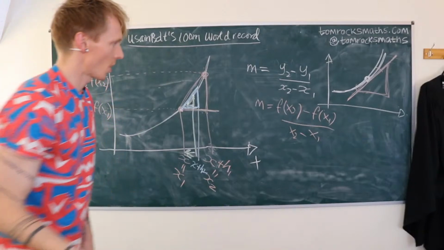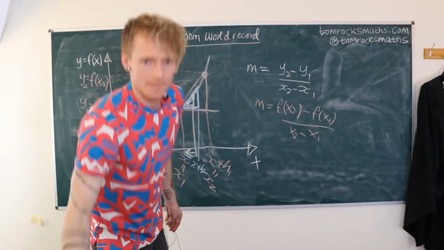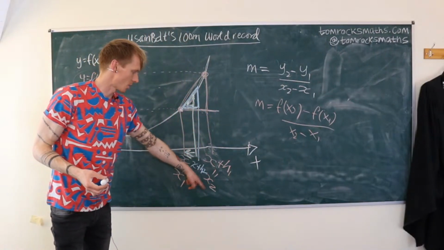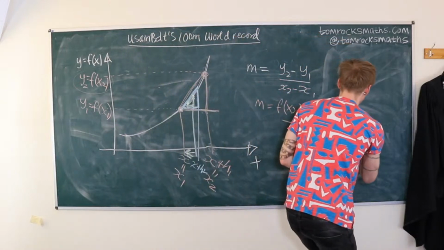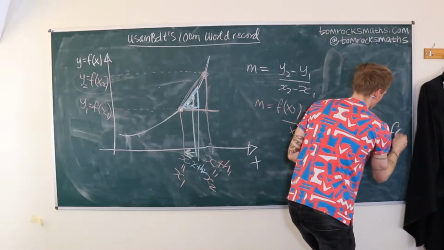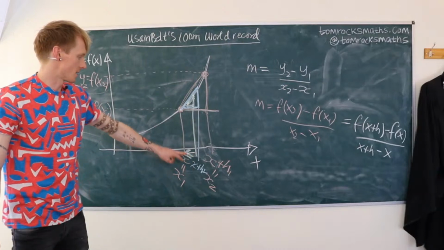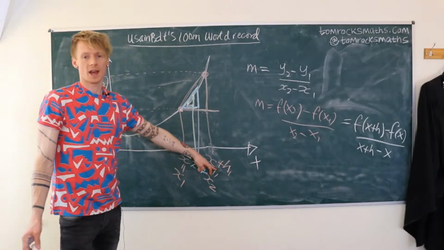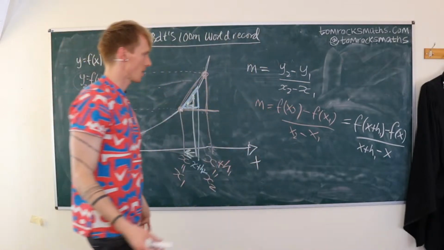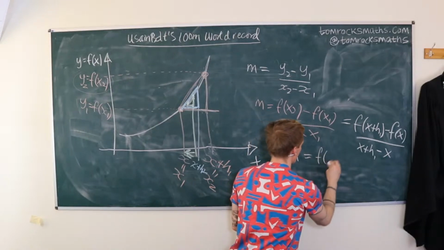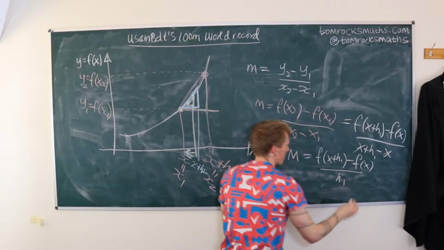Now, to think about what that means, just remove this one. We started with x2 equal to x plus h1 and x1 equal to x. So if I substitute those into this formula, this is actually equal to f of x plus h1 minus f of x divided by x plus h1 minus x. All I've done here is take the fact that x1 was just x and x2 was x plus h1. Now that's going to simplify a little bit. So our gradient m is in fact going to be f of x plus h1 minus f of x divided by, these x's will cancel, and we have an h1 on the bottom.